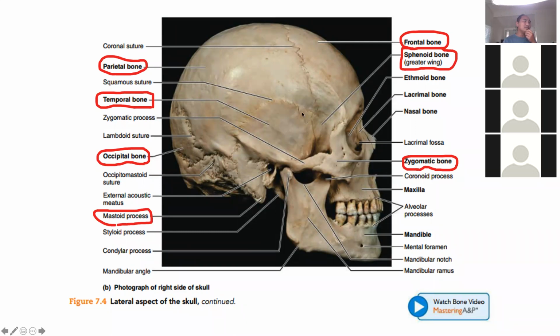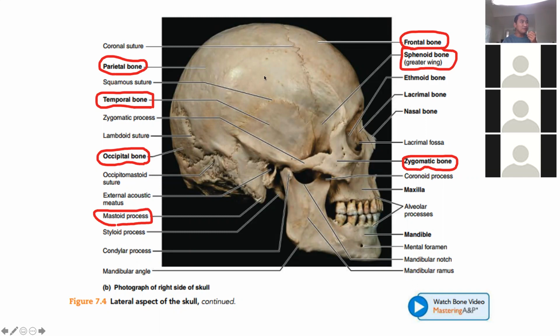Yes, so the coronal suture, you know that because it is in the coronal plane. Coronal plane means slicing the body from front to back, 1 slice, 2 slice, 3 slice, 4 slice. So this coronal plane is in the coronal section. Therefore, we will say coronal plane, coronal suture.